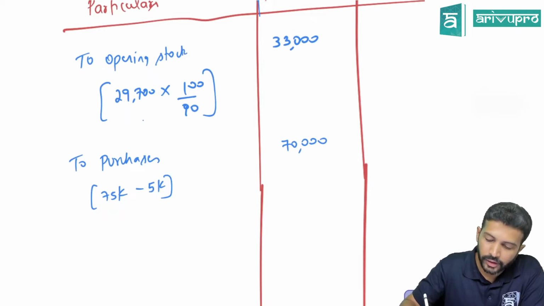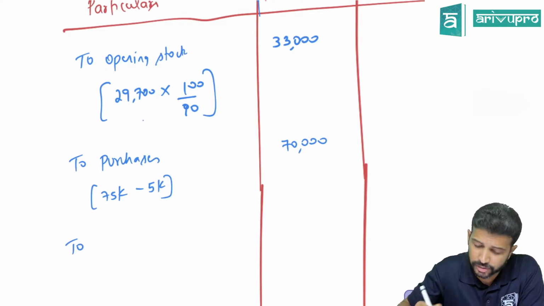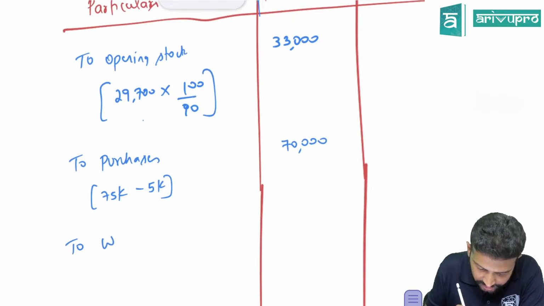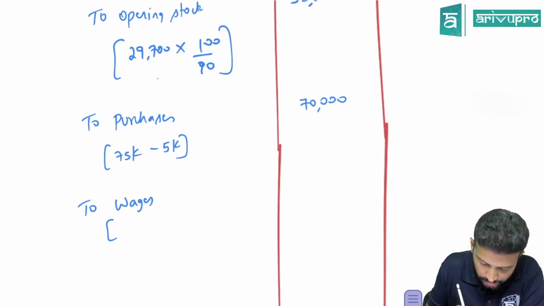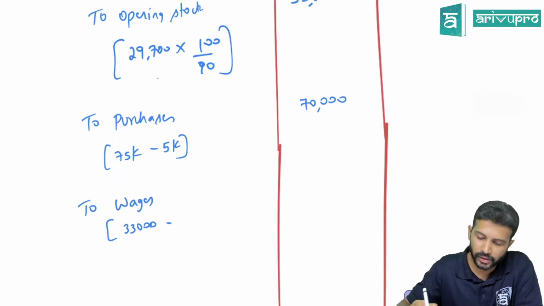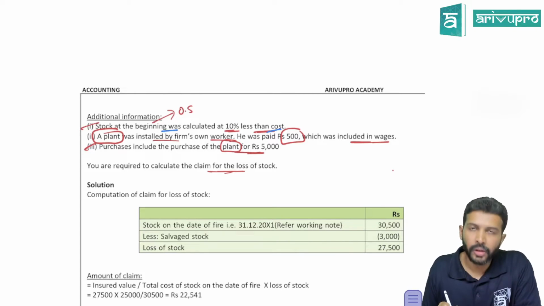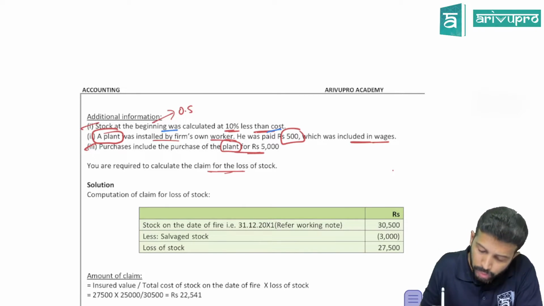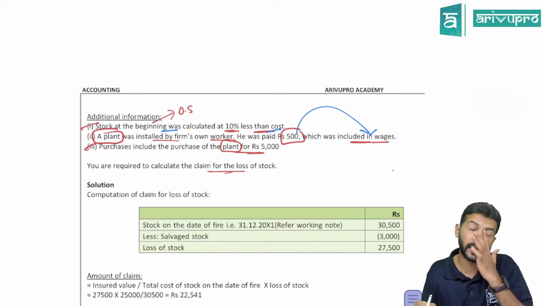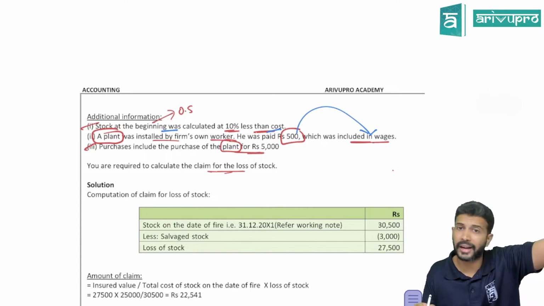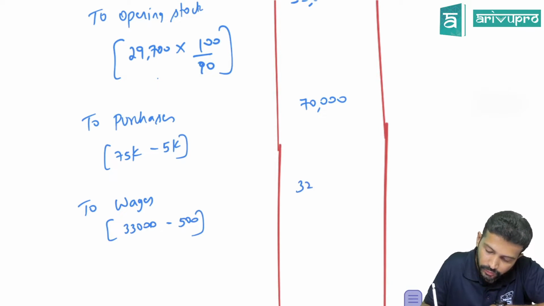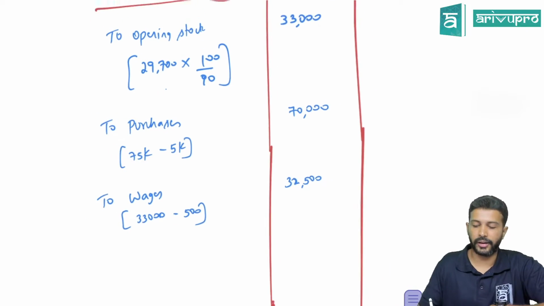All right. Then after purchase, you will get some direct expenses. Do we have any direct expense? Yes, wages. What is the value of wages given in the question? 33,000. Is this correct, or is there some mistake here also? Mistake. Plant was installed by one worker, and for him you paid wages of 500. But that 500 was included in wages, when actually it had to be included in the fixed asset or plant account. What do we have to do now? Reduce it. That means your wages is only 32,500.